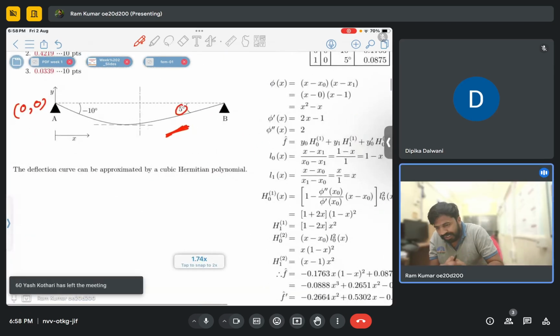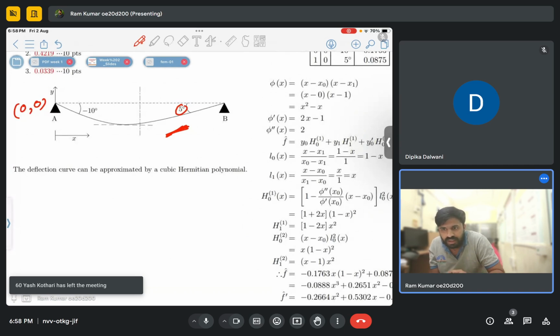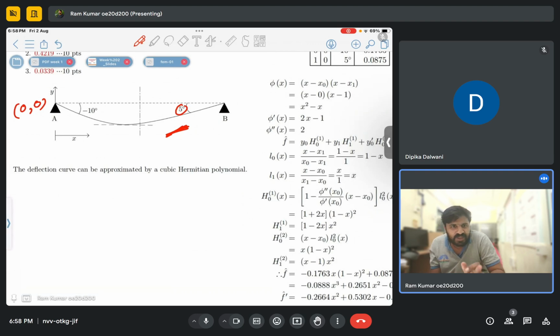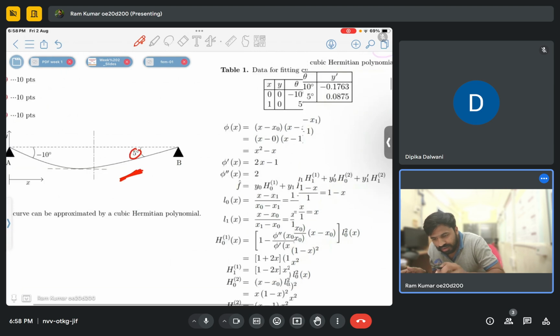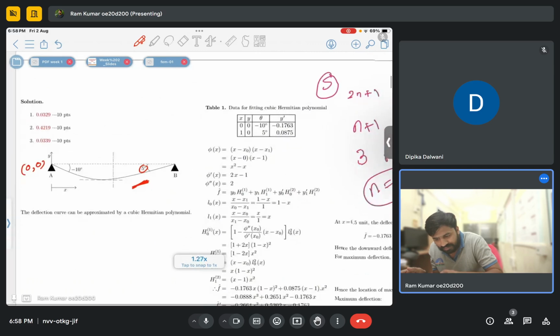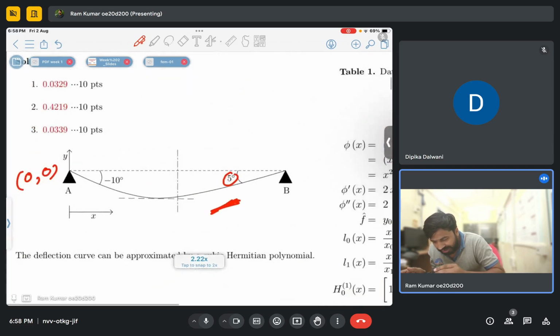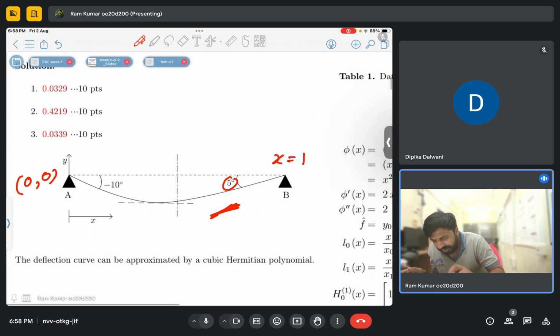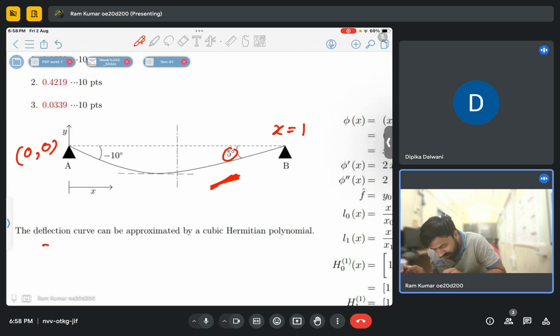So first we have to find the boundary conditions. Oh, he left it, so now you are the only one who has to listen, Deepka. Yes. So these are four boundary conditions. This is our x equal to 0 and this is x equal to 1. At x equal to 0, the deflection y will be 0, and at x equal to 0 the rotation y dash will be minus 10 degree.